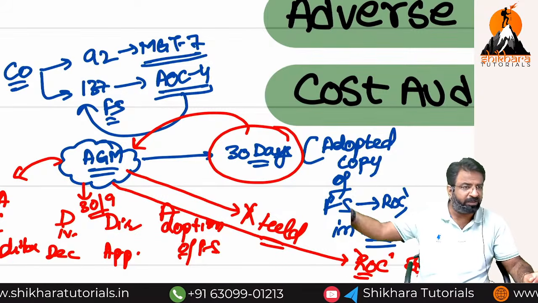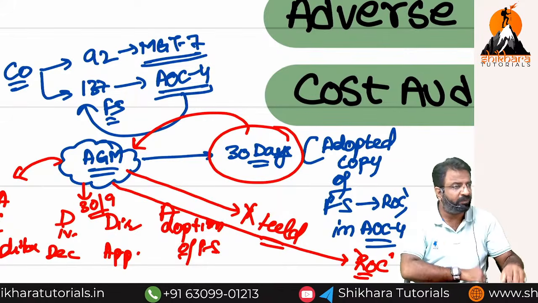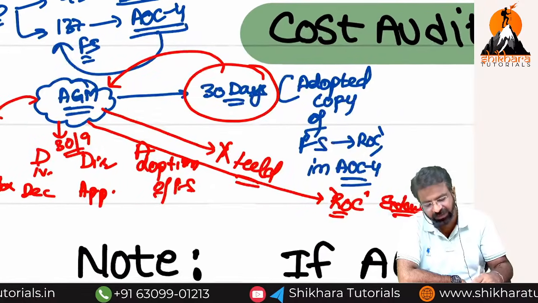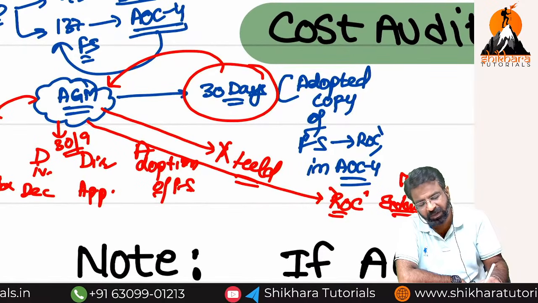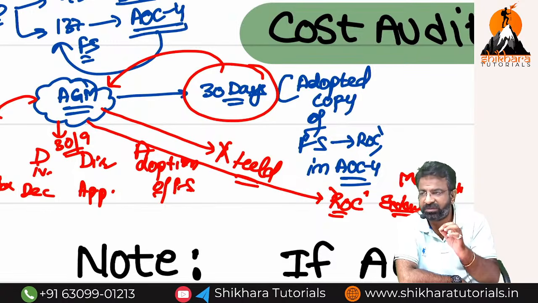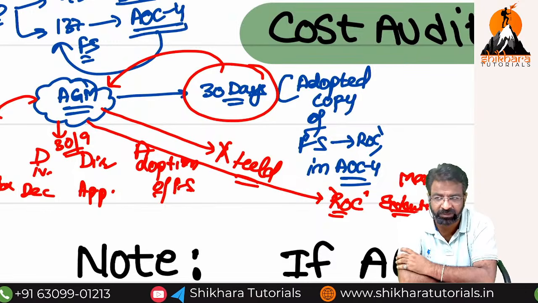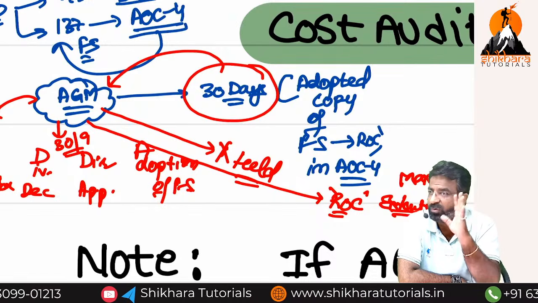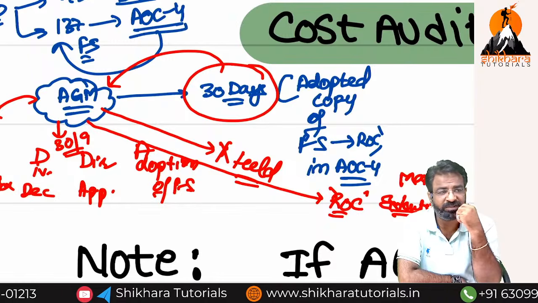There is a huge penalty. So all these board of directors went to the ROC, please give us an extension. ROC can give you a maximum of 3 months extension. Now let's imagine ROC has given you 45 days extension. It means now till 15th November you can hold the AGM.